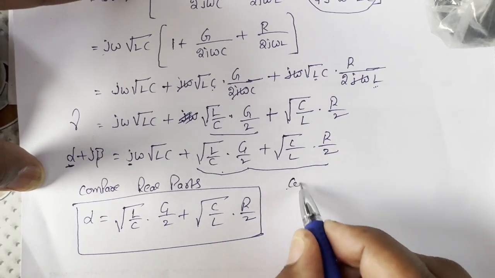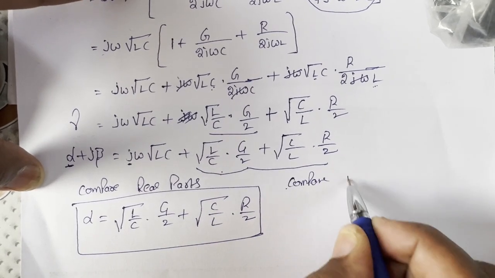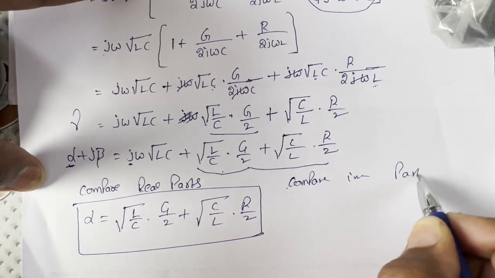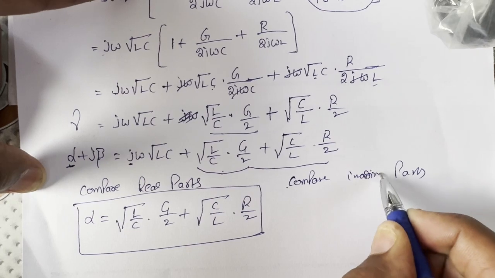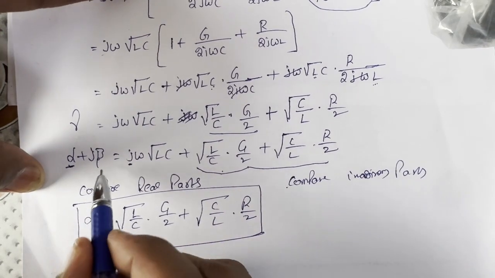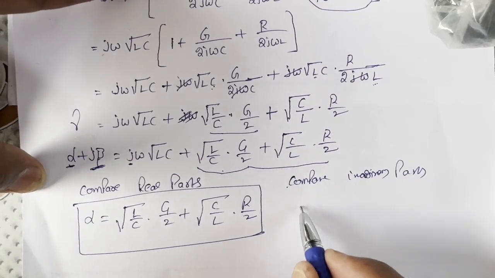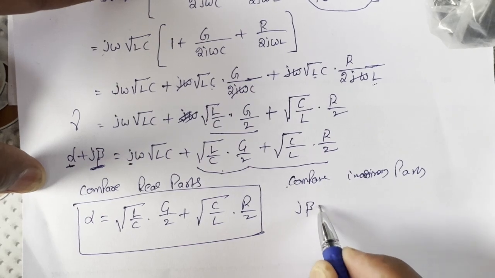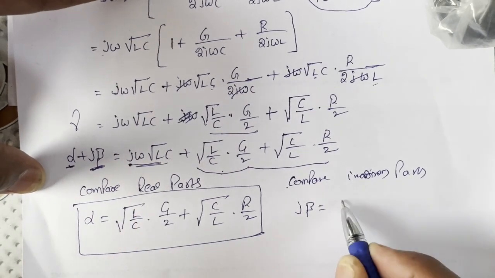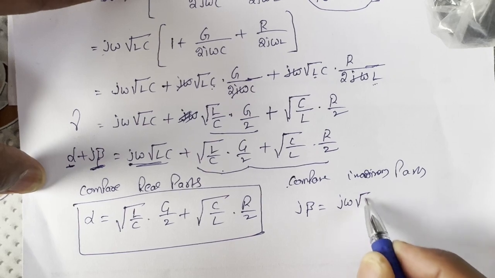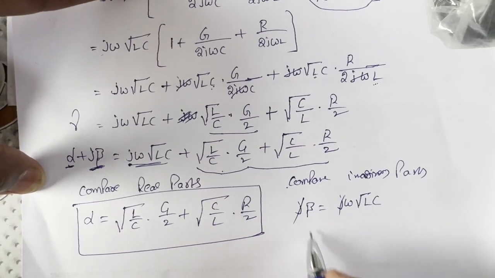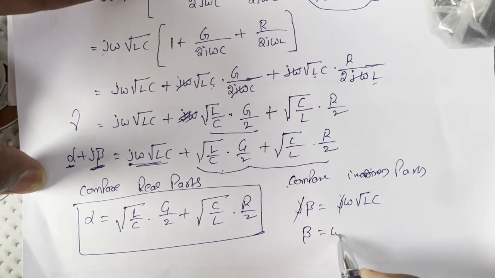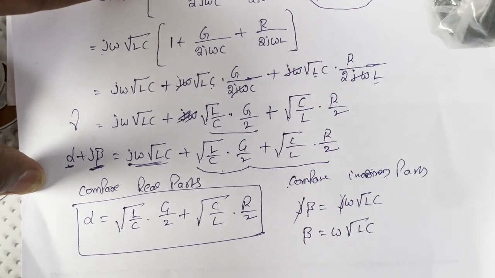And now compare imaginary parts. Imaginary parts means here it is j beta equal to, at this side, j omega root LC. Now j will get cancelled. Beta equal to omega root LC.